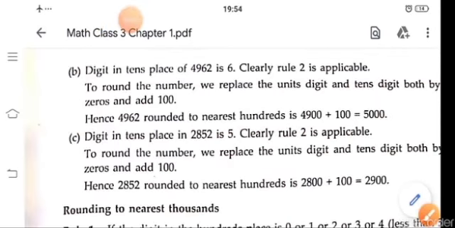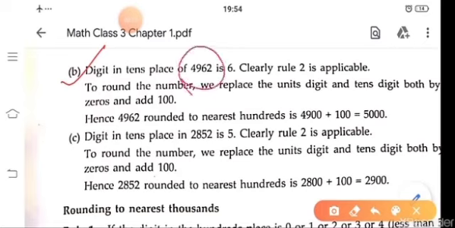Yes, children. Let's do example number B. Now, children, in this example, the number is 4962, and at tens place, the number is 6. So which rule is going to be applied here? Rule number 2, because the number here is above 5.